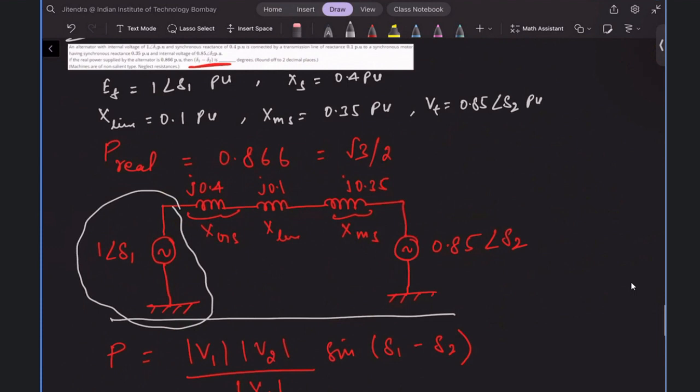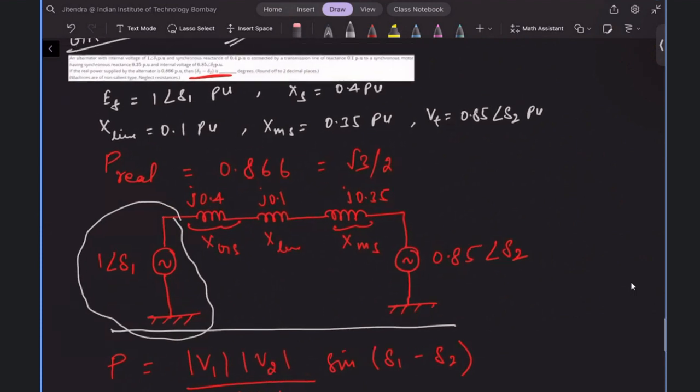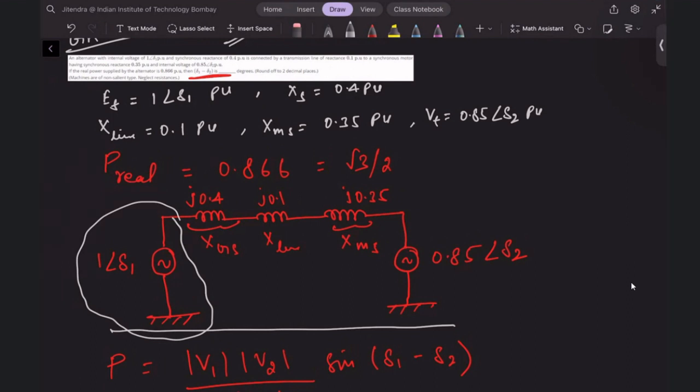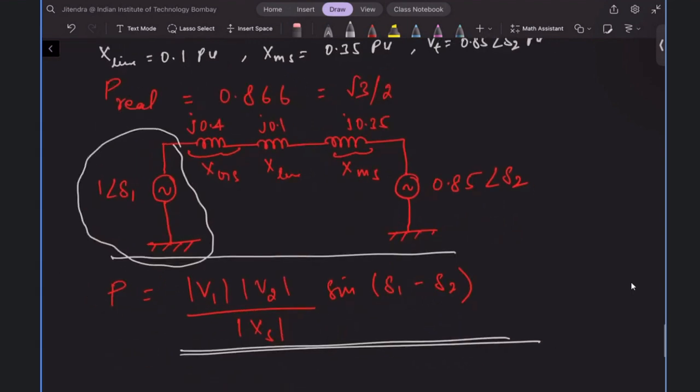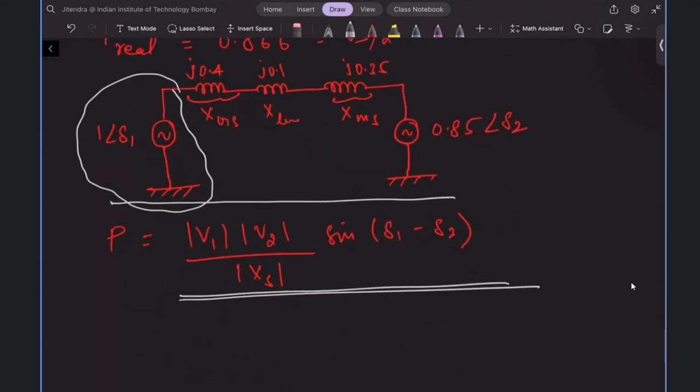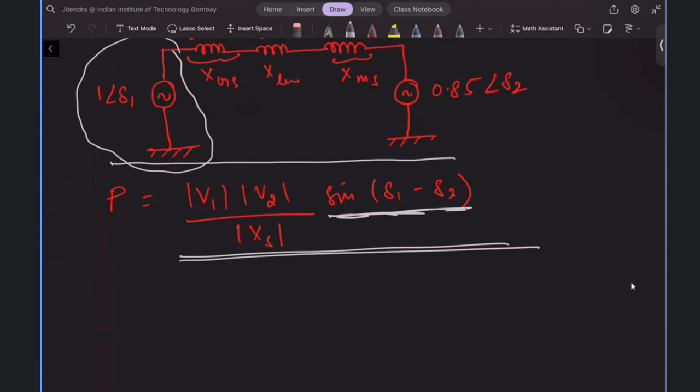So are you able to relate at least the analogy between those two circuits? Yeah. Okay. So we just need to find out the difference between this angle. It means if we calculate the sine of delta 1 minus delta 2, we will end up with having those values.